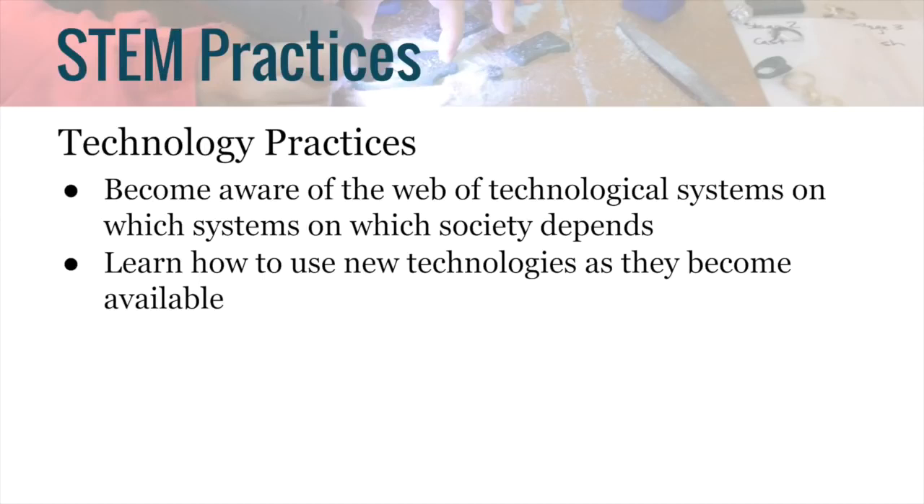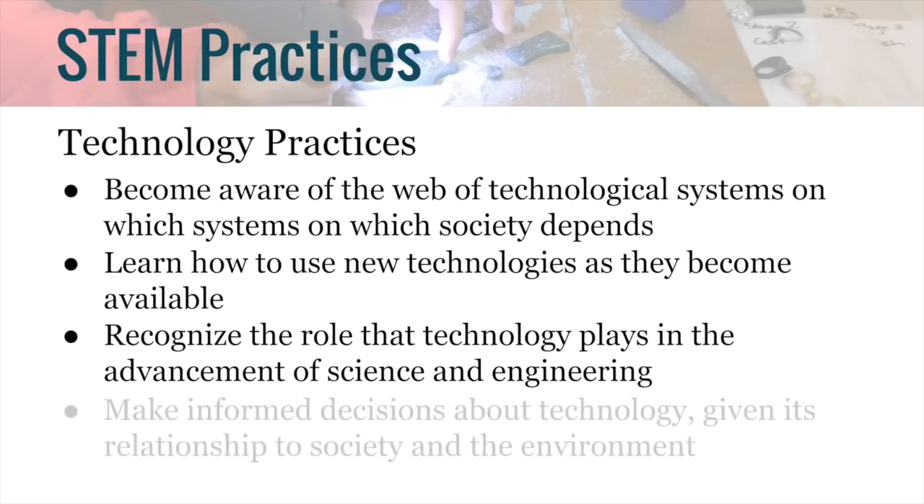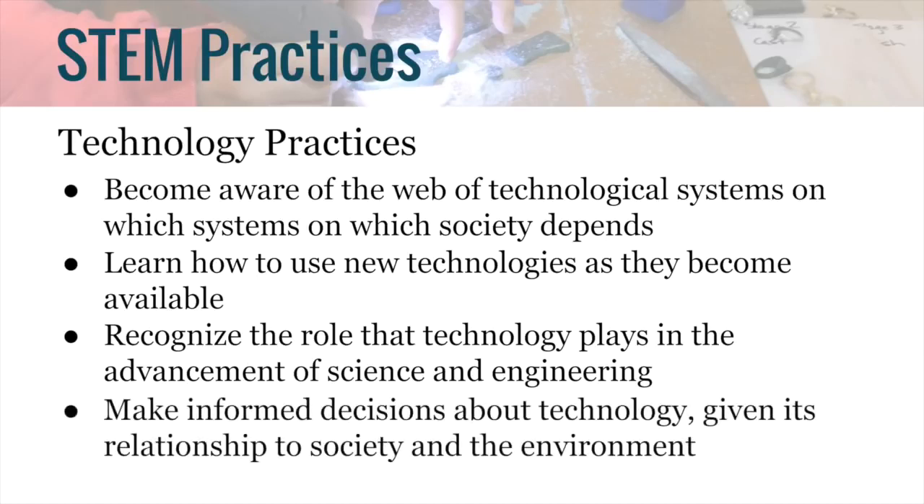Help students learn how to use new technology, how to choose appropriate ones for a situation, and observe how others use technology. Practice 3. Recognize the role that technology plays in the advancement of science and engineering. Practice 4. Make informed decisions about technology given its relationship to society and the environment.